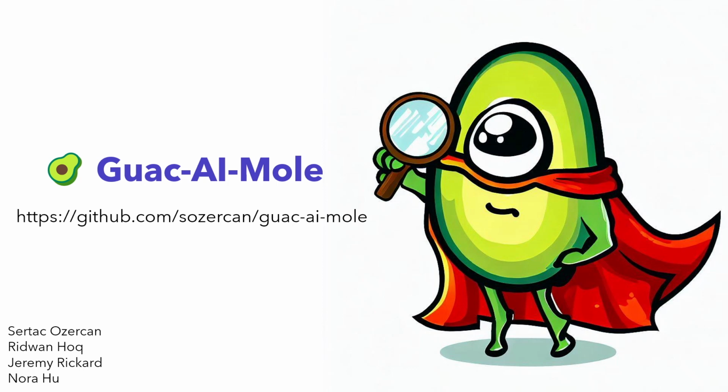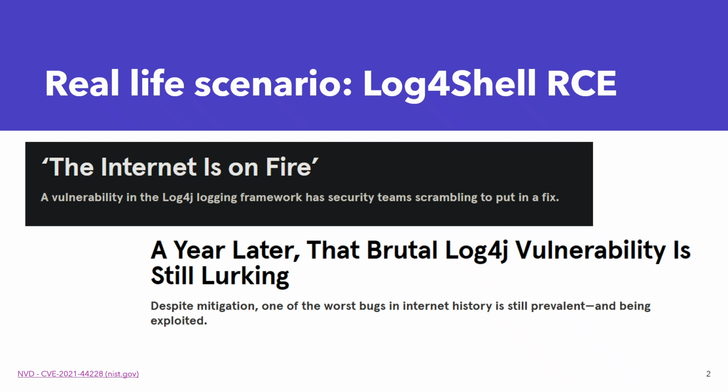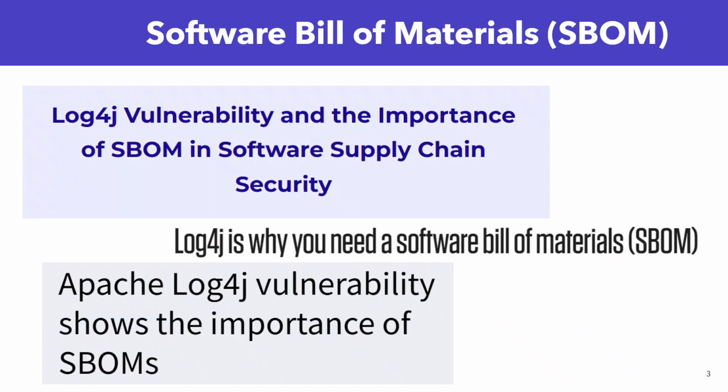Hello everyone, I would like to present our hackathon project, Guac-AI-Mole. I'm sure many of you are familiar with the Log4j remote code execution vulnerability, which made the headlines a couple years ago. In an organization, when a supply chain vulnerability or attack happens, usually each team scrambles to find if their workloads are affected, which can be quite a tedious process.